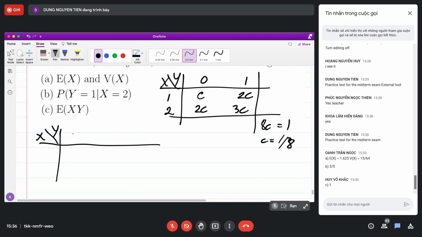Then I can rewrite this table as follows. You get x and y, 1 and 2, 0 and 1, 1 over 8, 2 over 8, 2 over 8, 3 over 8. Okay. And then you get the marginal values 3 over 8, 5 over 8, 3 over 8, 5 over 8, and 1.